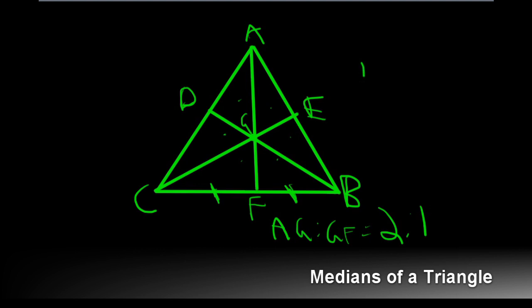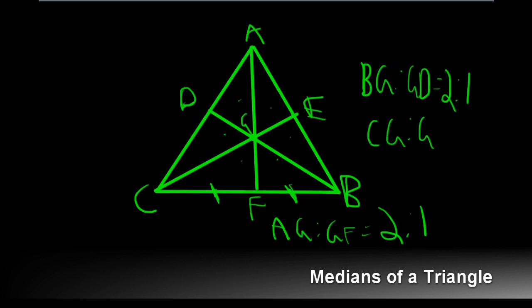So for example, we could say that BG to GD is equal to 2 to 1, ratio 2 to 1, and also that CG to GE has a ratio of 2 to 1.